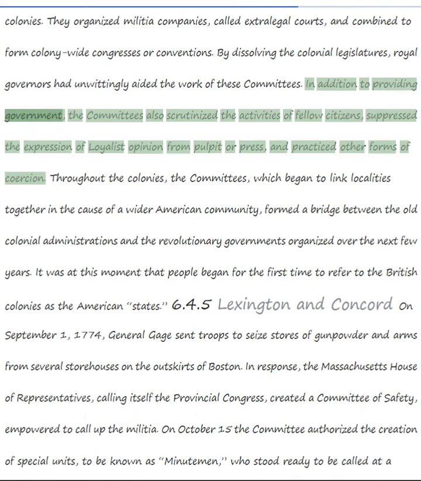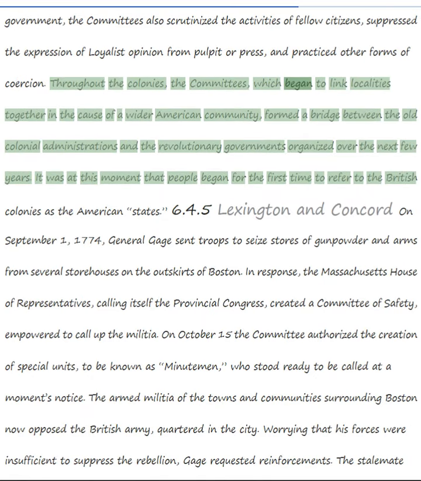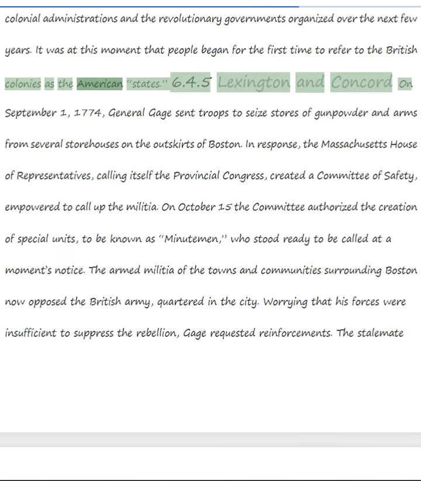In addition to providing government, the committees also scrutinized the activities of fellow citizens, suppressed the expression of loyalist opinion from pulpit or press, and practiced other forms of coercion. Throughout the colonies, the committees, which began to link localities together in the cause of a wider American community, formed a bridge between the old colonial administrations and the revolutionary governments organized over the next few years. It was at this moment that people began for the first time to refer to the British colonies as the American states.